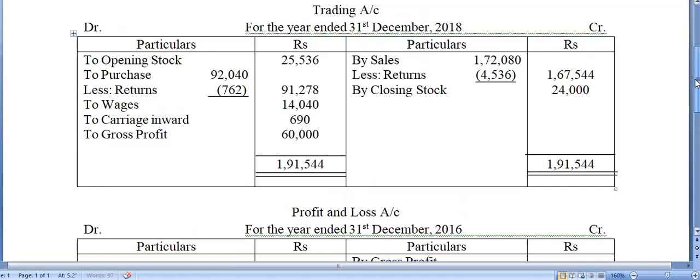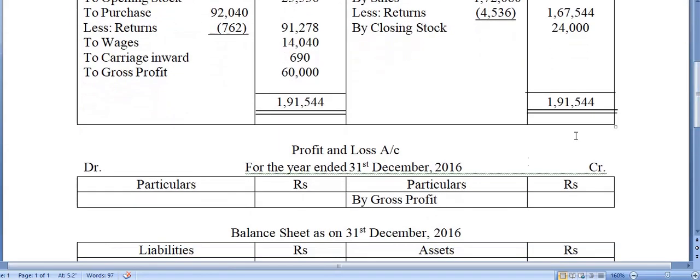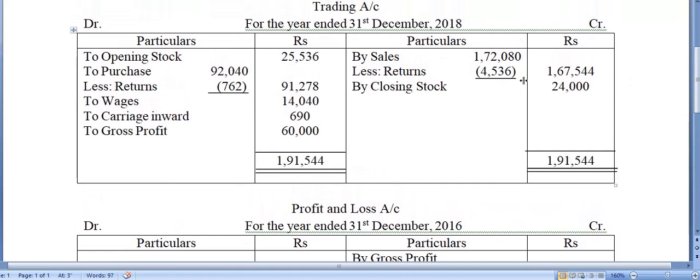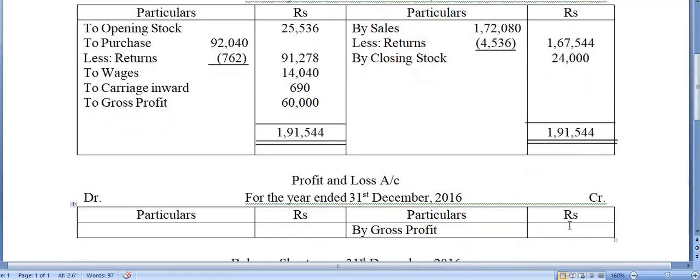You should remember that this trading account and PL account, they both are nominal accounts. That is, debit all expenses and losses, credit all incomes and gains. Income, sales is your income, credit side. Profit, credit side. Gain, that is your profit.